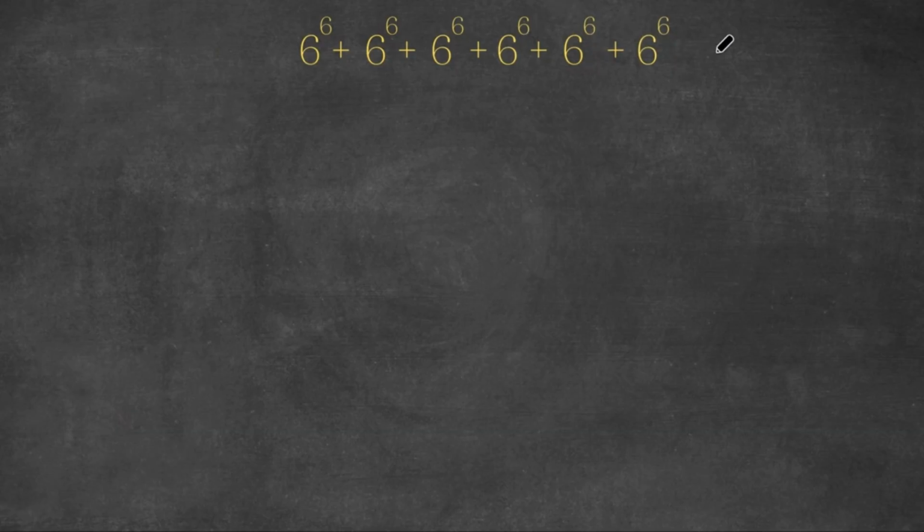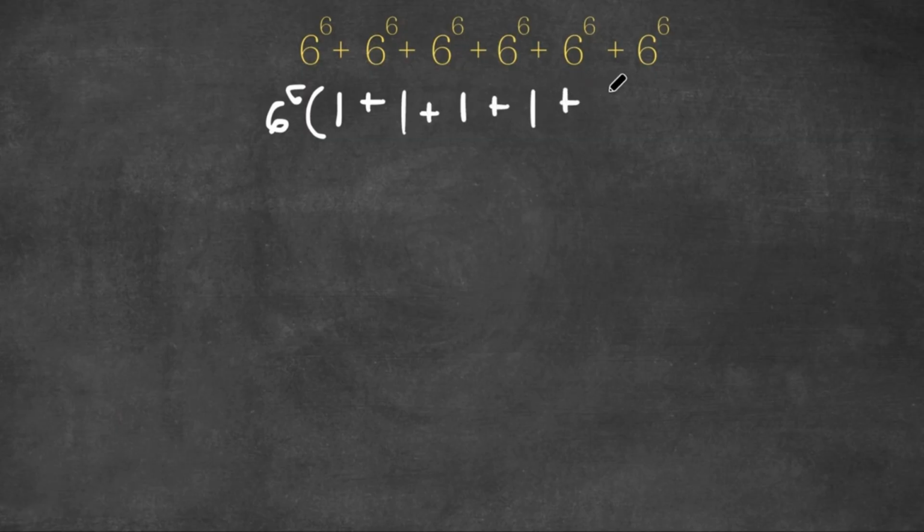Now, because all of these terms are the same, I'm actually just going to factor out 6 to the power of 6. So if I factor out 6 to the power of 6, I get 6 to the power of 6 times, now 6 to the power of 6 divided by 6 to the power of 6 is 1, plus same thing, 1, plus 1, plus 1, plus 1, finally plus 1. So now we have 6 to the power of 6 times 1 plus 1 plus 1 plus 1 plus 1 plus 1. Now let's simplify what's in the parentheses.